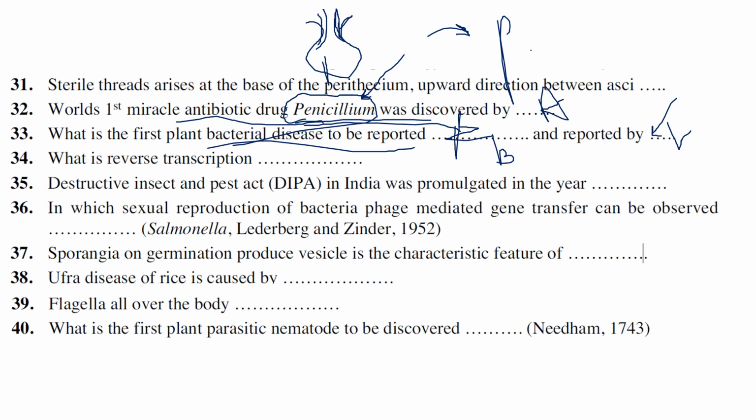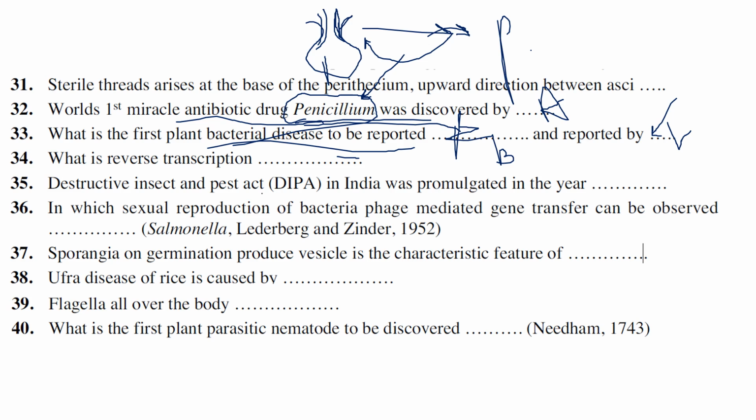What is reverse transcription? It's just a definition: conversion of RNA into DNA. Generally, DNA converted into RNA is called transcription. If it happens in reverse, RNA is converted again into DNA, and that is called reverse transcription. That's it. The process of conversion of RNA to DNA is known as reverse transcription.